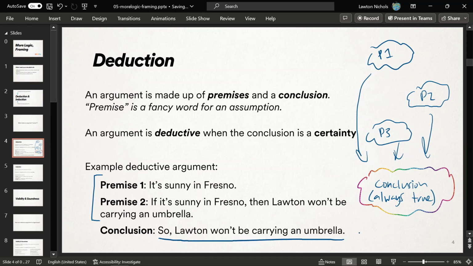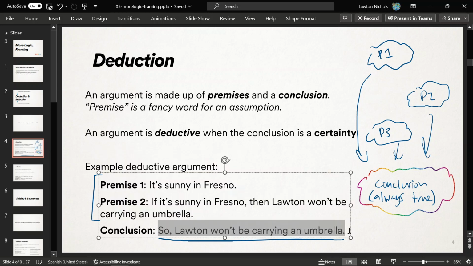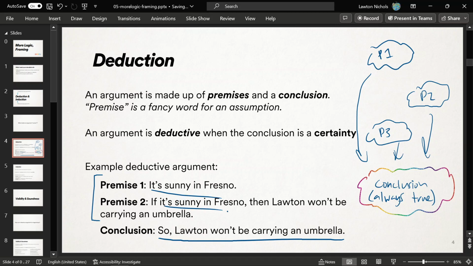Okay? That's the idea. So do you see how these two premises, if you assume them to be true, the conclusion must always be true. It's a fact, right? There's no getting around it. If you assume this, and also assume that when it's sunny I won't be carrying an umbrella, these two together must prove that I won't be carrying an umbrella that day. Do we see how those are all coming together? Yes. It is always certain that if you assume those premises are true, the conclusion must also be true. That's a deductive argument. Okay?